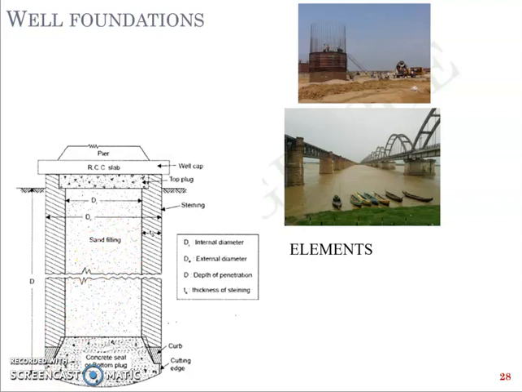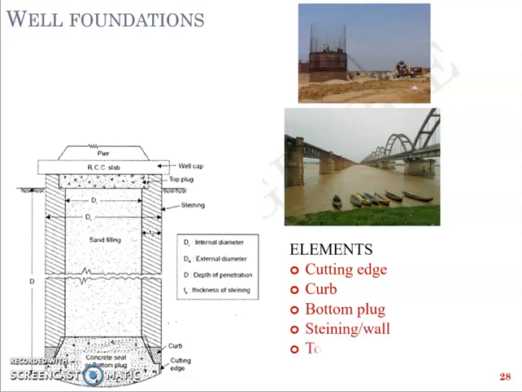So that's a cross section of a well foundation, and the first element is a cutting edge, the one that you see to the bottom. Then you have a curb on top of it. Then you have the bottom plug. Then you have the well steining or the wall of the well, and then you have the top plug, and then you have the well cap. Now, above the well cap you cast the pier, and above the pier you have the superstructure, the bridge usually.